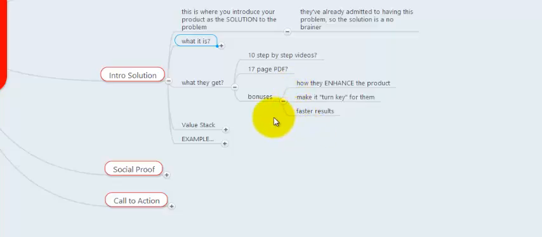The product should not be incomplete without the bonus. The bonus should only add more value or enhance the main product. It could make the product turnkey, for example. So maybe if you're selling a video course on how to start up and run your own business, maybe your bonus could be a software program that gets them free traffic to their website, or finds them leads on autopilot. Basically, it enhances that main product. It could help them get faster results.